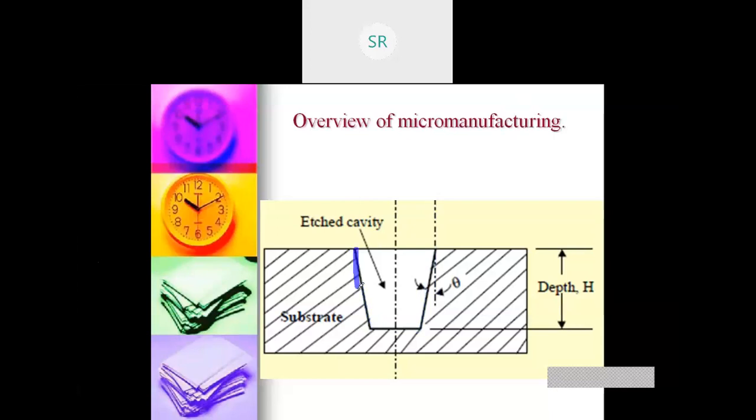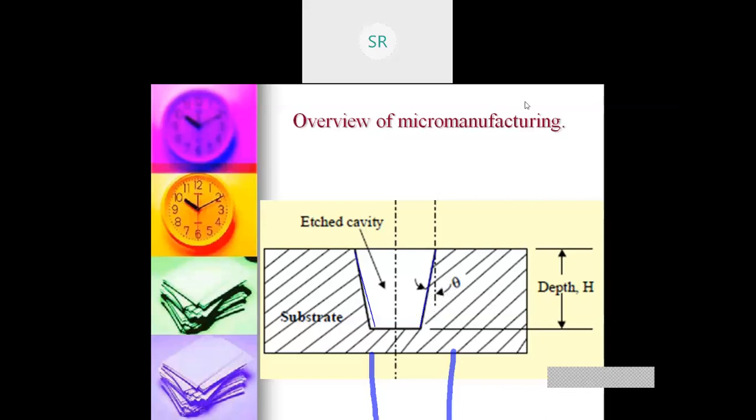Should I get a shape like this? So that was my aim. I wanted a shape like this. But during the process, I got a shape like this. So that means there is an angle theta. Now this angle theta, I want to make it 0.